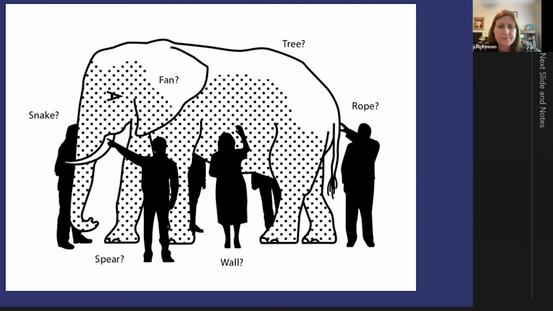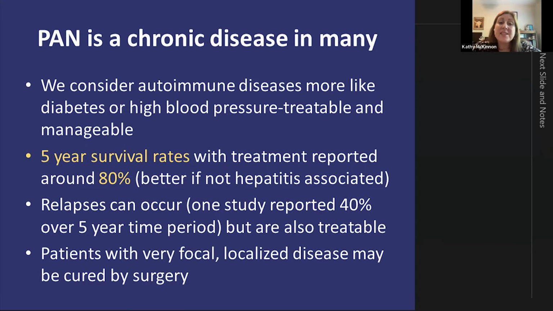Next slide, please. And we know that PAN is a chronic disease in many, and probably most patients that I see with it, it is a chronic disease, like high blood pressure, like diabetes, a disease that you keep with you lifelong, but it is treatable and manageable. The 5-year survival rates with treatment were reported around 80%. That was primarily when we had a lot of hepatitis-associated diseases. And back before we had treatments for chronic hepatitis, there were a lot of other reasons that people would not do well with this disease.